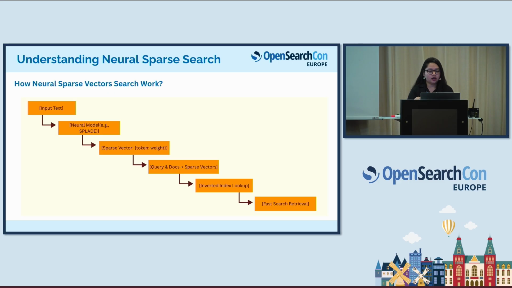So this is an example flow diagram of how neural sparse vectors work. The user inputs a query, we can use any neural model, for example SPLADE, and it basically converts them into sparse vectors. A sparse vector is nothing but token weights, and based on the query and documentation, it converts into sparse vectors, and it uses inverted index lookup, and this results in fast search retrieval.